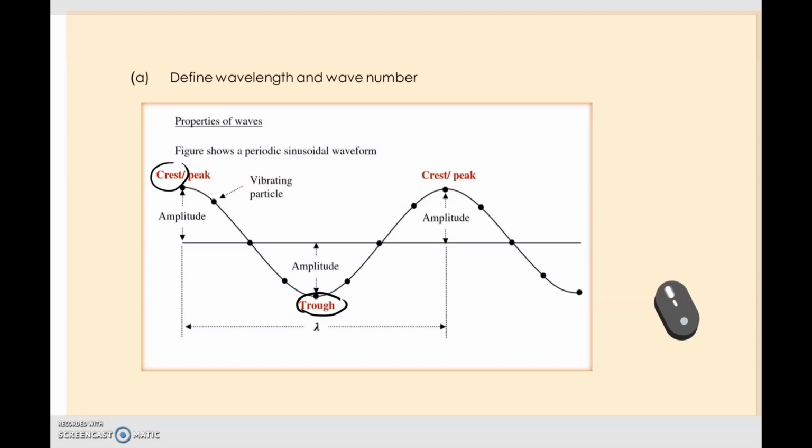The horizontal distance between two adjacent crests or troughs we call lambda or wavelength. Remember that the horizontal distance between two adjacent crests or troughs we call lambda or wavelength.